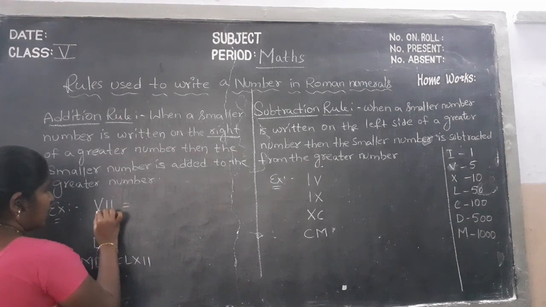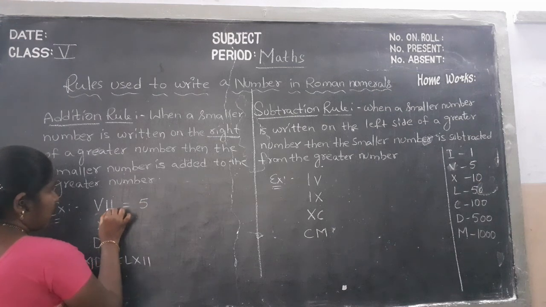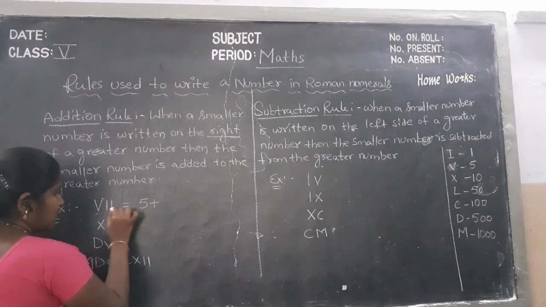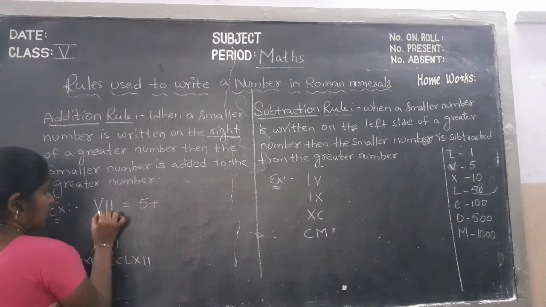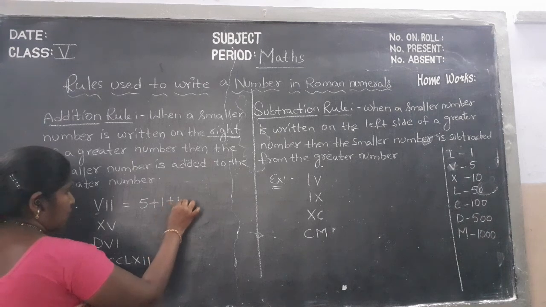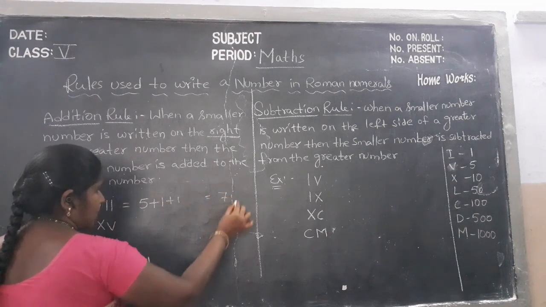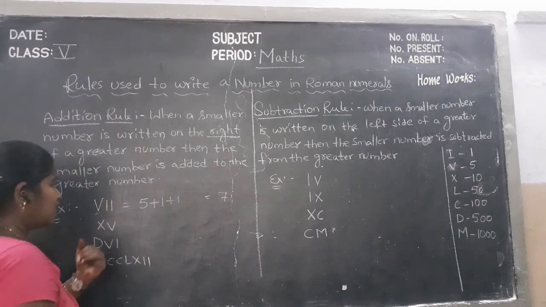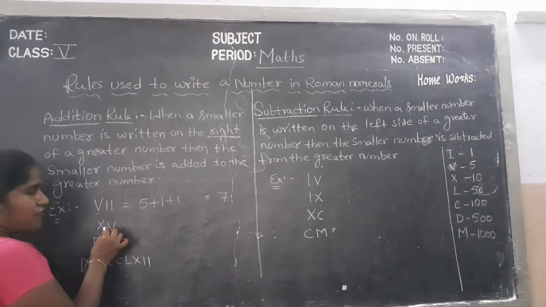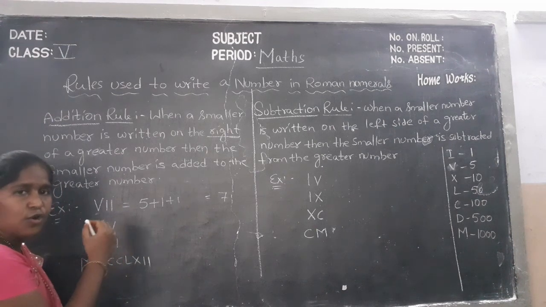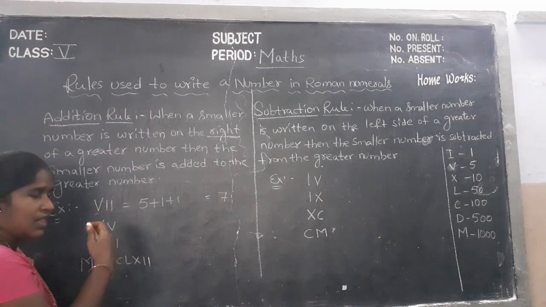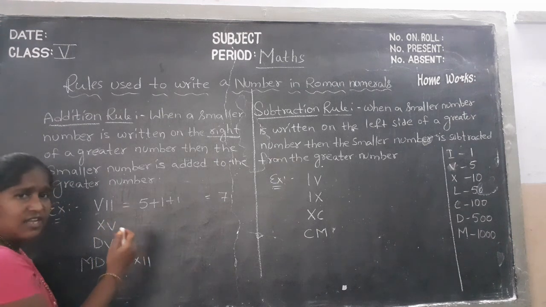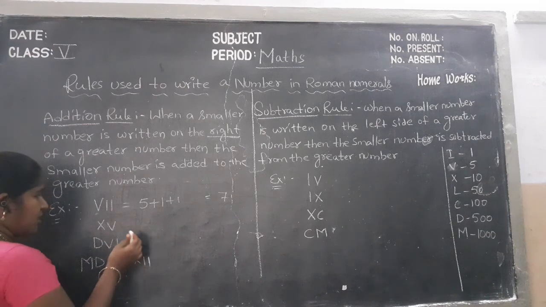V means 5, and the numerals on the right side mean we add. So V means 5 plus 1 plus 1. What is the answer, children? 7. First we observe which of the given Roman numerals is greater and which is smaller, and whether the smaller one is on the right side or the left side. That is what is important.